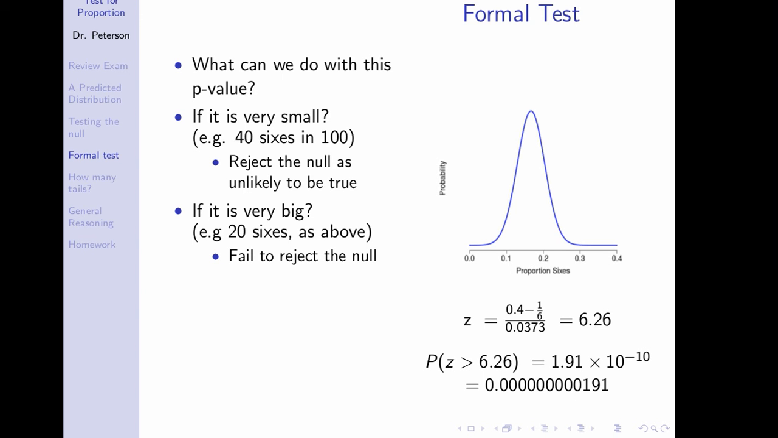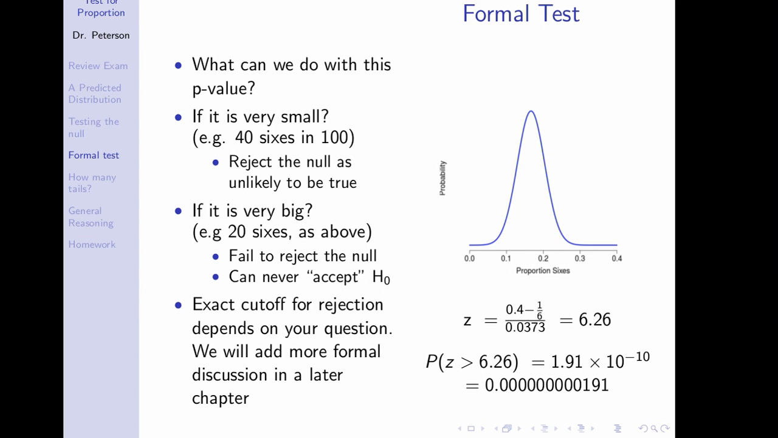We cannot say that the null is true, ever. Null hypothesis testing does not allow us to accept the null hypothesis. The exact cutoff for rejection lies somewhere between these two values, and in a later chapter we will discuss exactly how to set it.